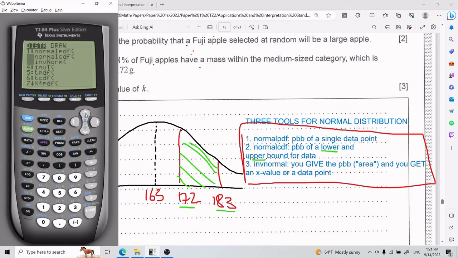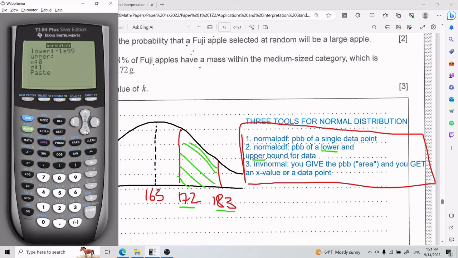You probably forget which one's which, okay? But in that way, whenever you open up any of these, you can just tell, cierto? For example, normal PDF is asking for a single X value. So it's asking for a single data point, and it's going to give you the probability, cierto? And so just intuitively knowing these tools can help you decipher which one is which in the heat of the moment. Normal CDF is literally asking for a lower and an upper.